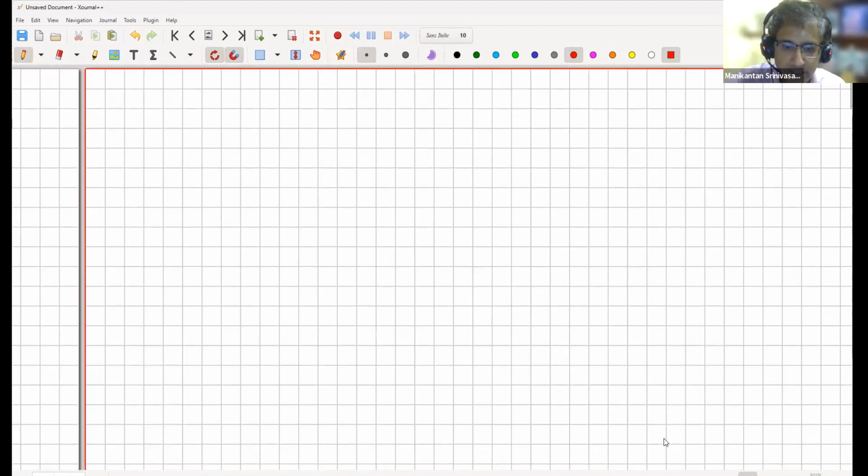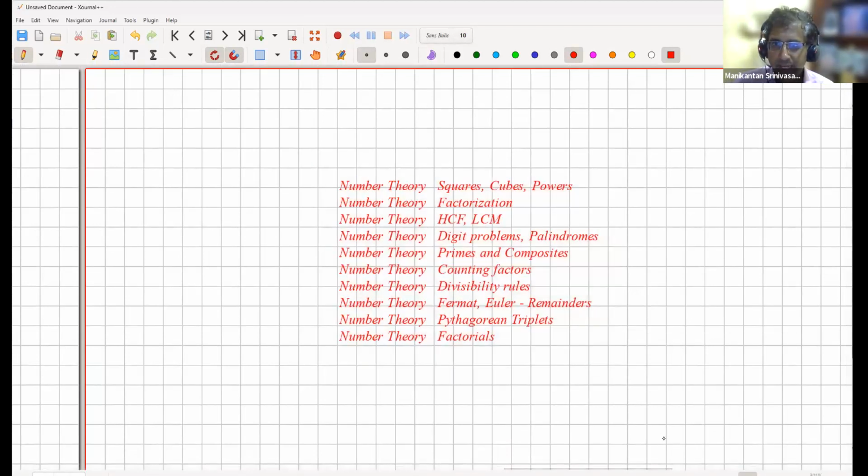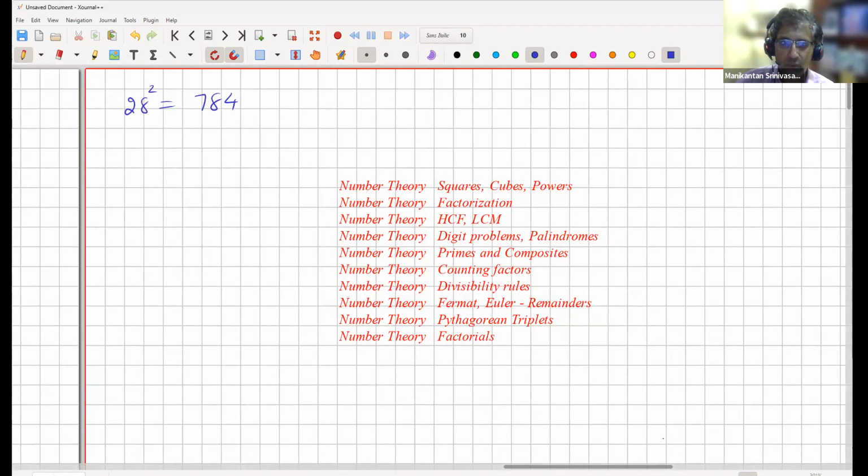Okay, so I'll just paste it here. So squares, cubes, and powers. I'll tell this, usually the same statement, right? If someone asks you what is 28 square, you'll be able to calculate it's 784. That all of us will do, right? But someone sees a number like, I don't know, 841, right? It should ring a bell that it's 29 square, right?